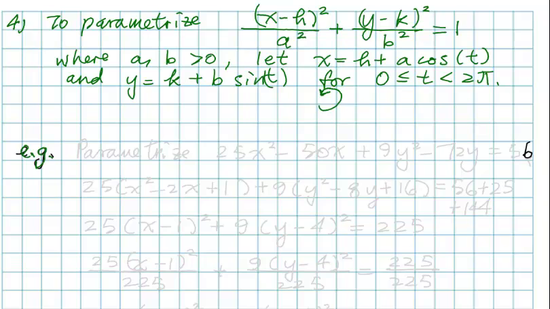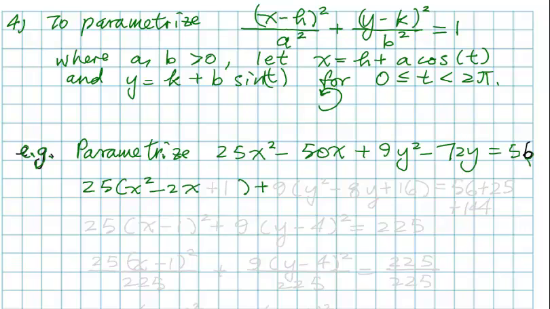For example, we will parameterize the equation 25x squared minus 50x plus 9y squared minus 72y equals 56. We will complete the squares. Pull out the common factor 25 between the first two terms. We have 25 times x squared minus 2x. Pull out the common factor between the third and fourth terms. We have 9 times y squared minus 8y equals 56.